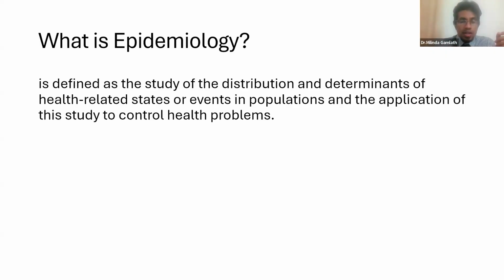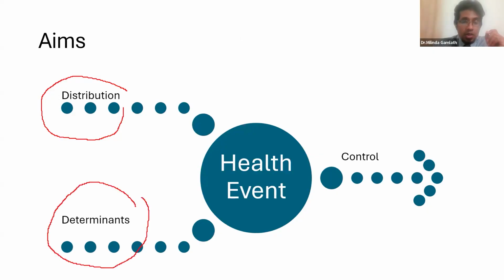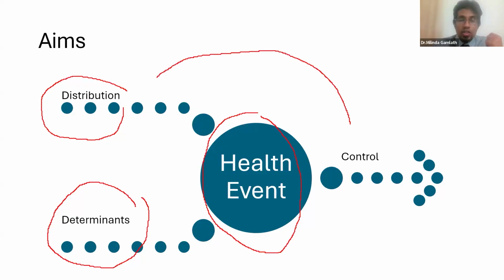So basically, in a nutshell, this is what epidemiology is. Epidemiology is finding out the distribution and the determinants of some health event. It can be diseases, most often it is diseases, but it can be other things as well. And then using that knowledge to control those diseases, to prevent those diseases, and prevent any further spread of those diseases, basically.